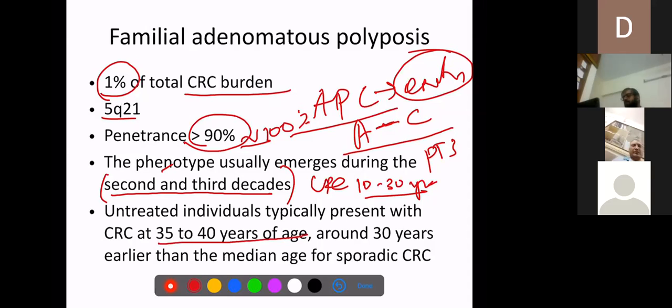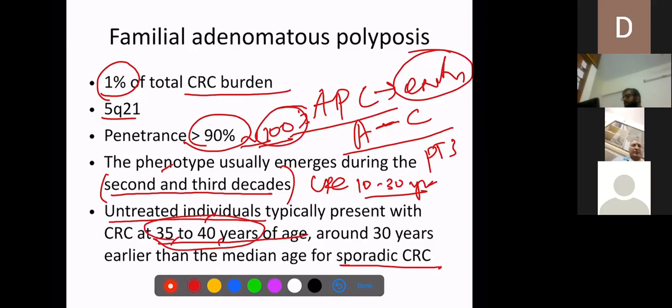Untreated individuals, in the sense, what treatment can you give? You can do a prophylactic procedure, because if it is present 100%, the patient is going to develop colorectal carcinoma, and due to complications he is going to die. So what treatment can you give? You have to knock off all possible potential sites. That means total prophylactic proctocolectomy is the ideal option for FAP individuals. If you are not going to treat the patient, mostly they will develop tumor before 35 to 40 years of age.